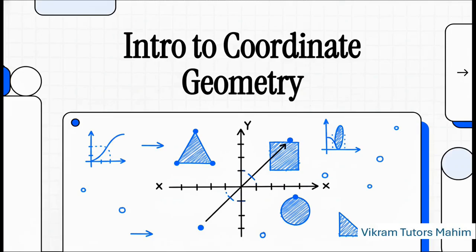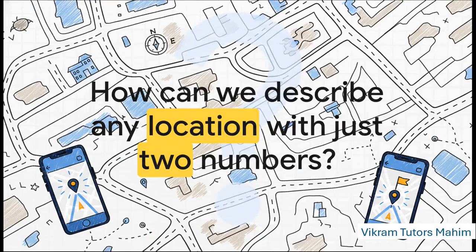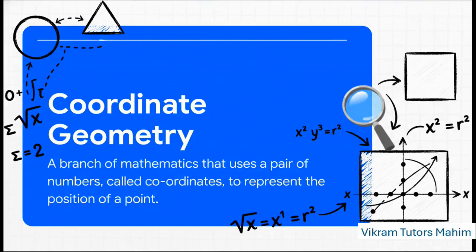Today, we're tackling the simple yet powerful idea of coordinate geometry. Think about a map or even your phone's GPS. It all boils down to this one question. So it's basically a system that links algebra with geometry, letting us describe shapes using numbers.